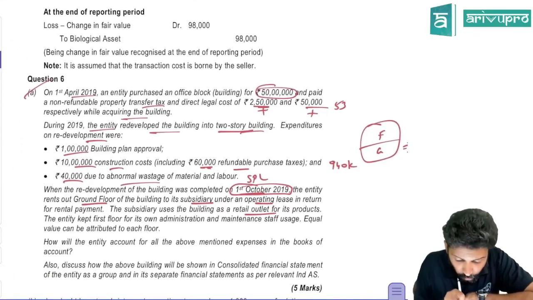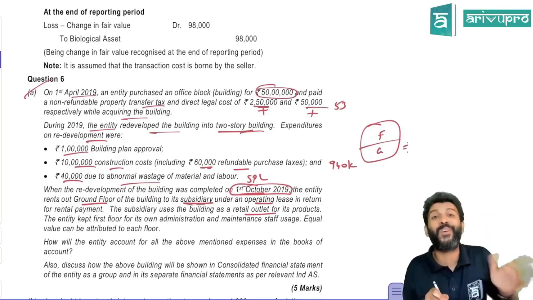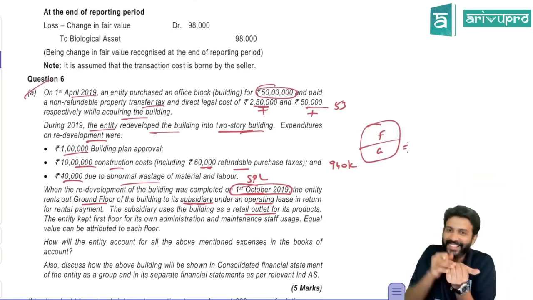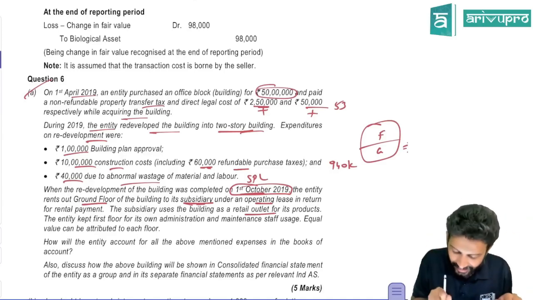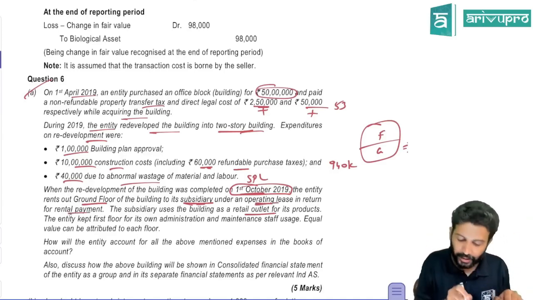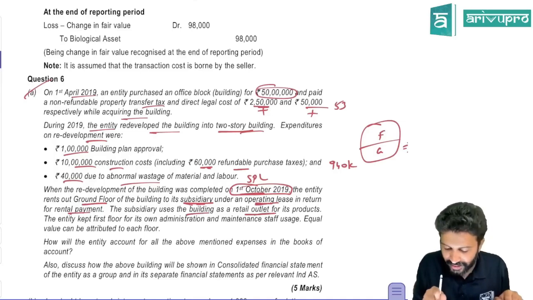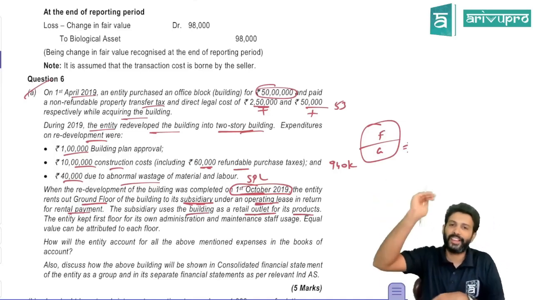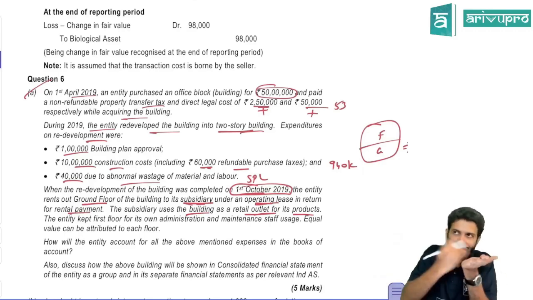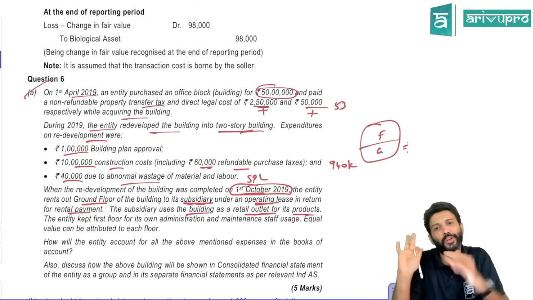Okay, the entity rents out the ground floor of the building to its subsidiary. Oh, not to a third party. The parent is constructing this building and has let it out to the subsidiary under an operating lease, in return for rental payment. The subsidiary uses this building as a retail outlet for its product. The subsidiary further did not rent it out. They are using it for their business purpose. So the parent let it out, and the subsidiary is using it for their business purpose.